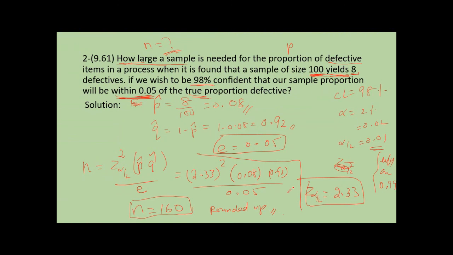Round up to the nearest integer. See, 160 is the minimum sample size, not 100. If you take 100, you will get 8 pieces defective. It will give you an idea about the probability. So the minimum size of the sample should be 160 to get maximum error 0.05. We should not get an error more than this value, right? So the answer, the sample size should be this one.